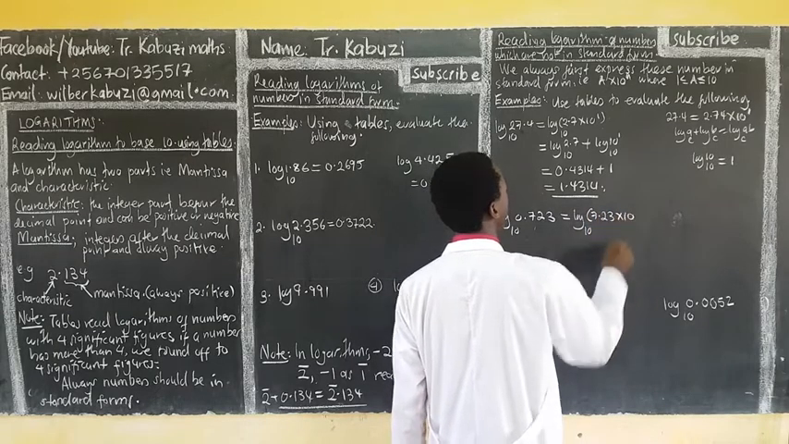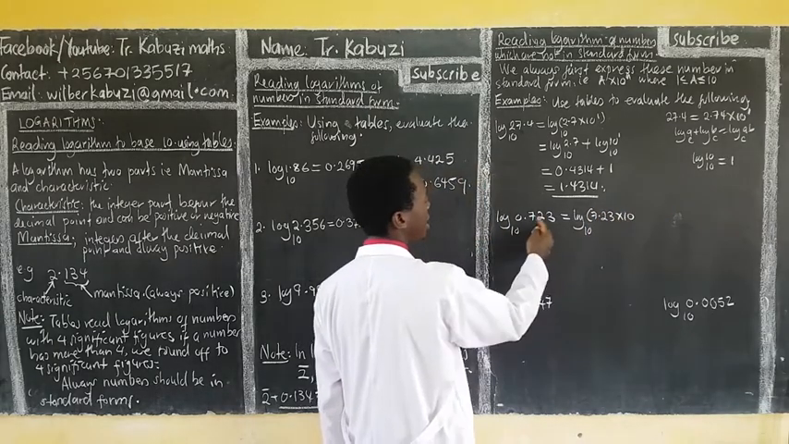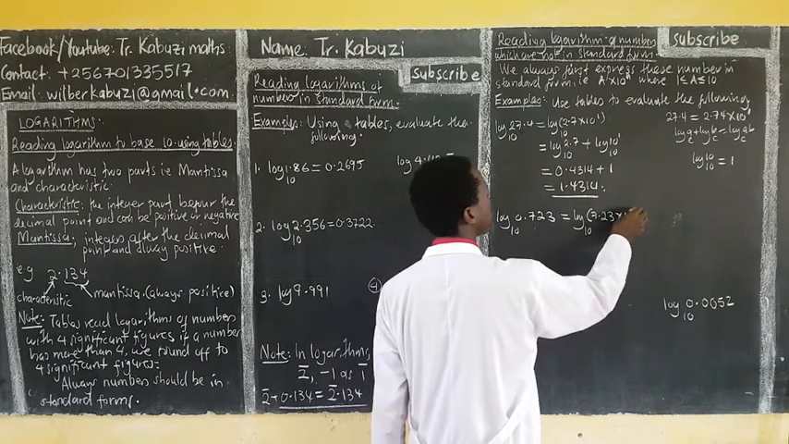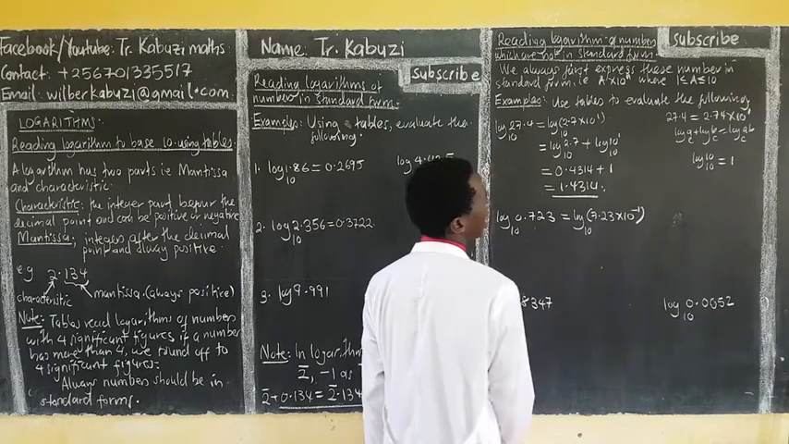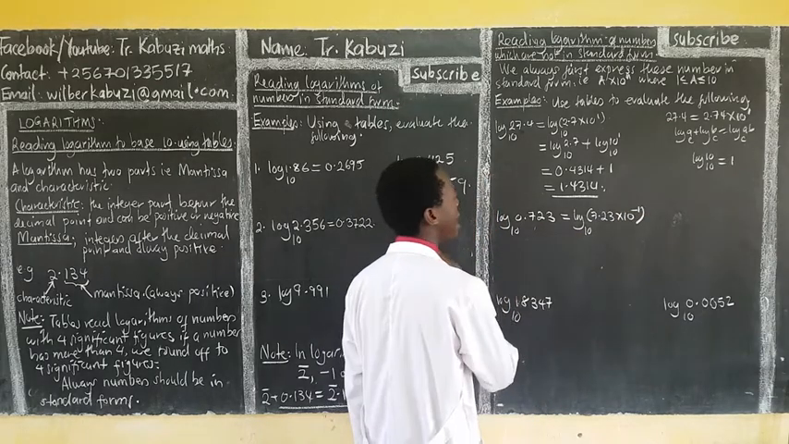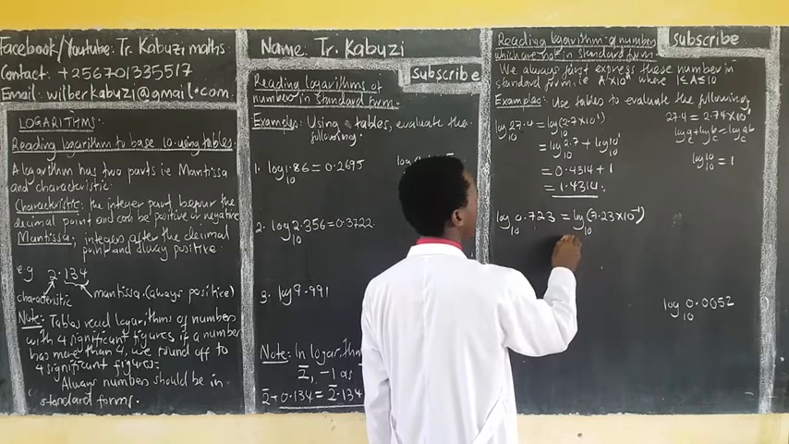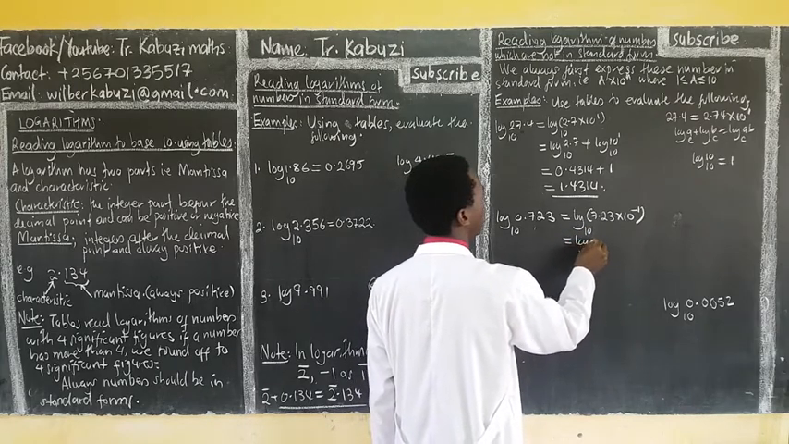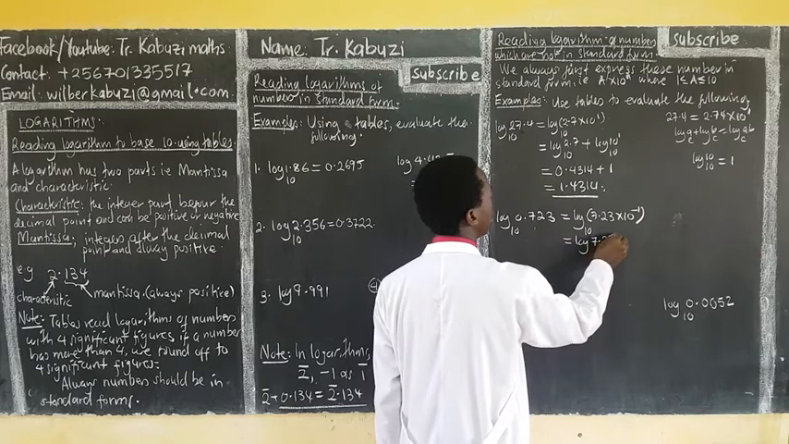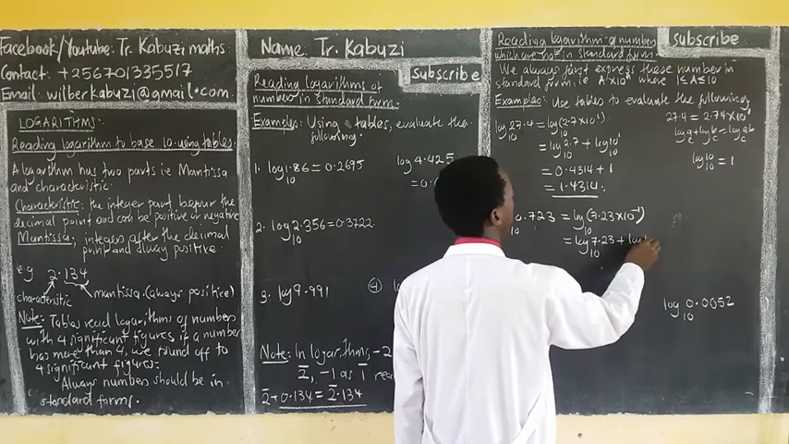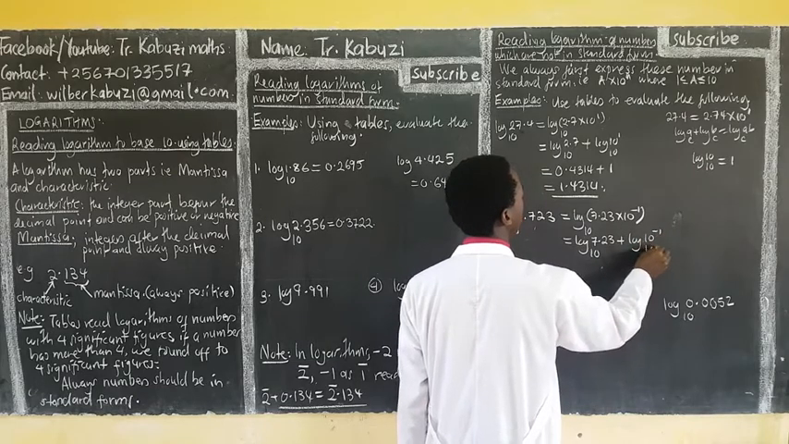Now this will be 7.23 times 10. We said if you move to the right, the power is negative. So we have moved only 1. This is going to be negative 1. Let's put this in the standard form, so that this figure is like that. Then we separate. This will be now log 7.23 times 10, then plus log of 10 power negative 1, base 10.